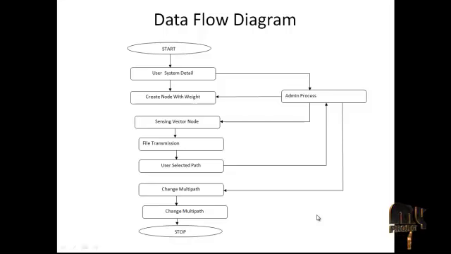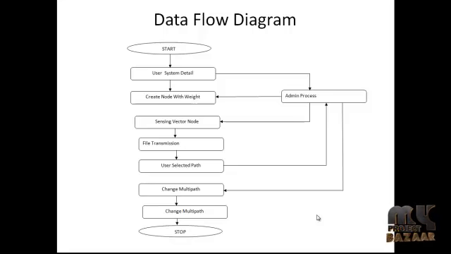Let us see our project data flow diagram. We can start the process. First is user system detail. First of all, we check the user system network information, how much signal the user system gets and its speed, because file transfer depends on network speed. The next process is create node with weight. Every node is created and can be placed in any place dynamically. The x-axis and y-axis are calculated for every node.